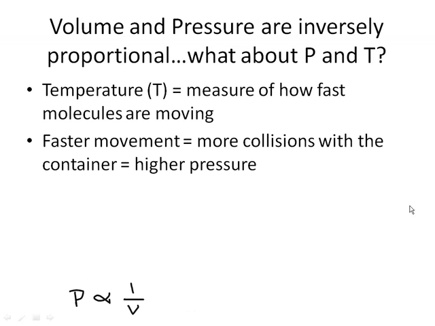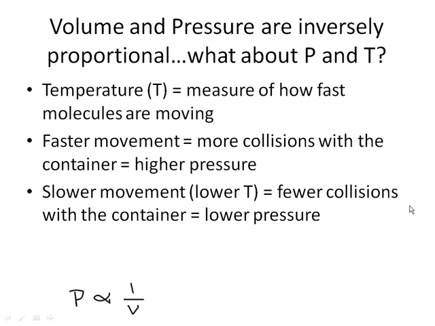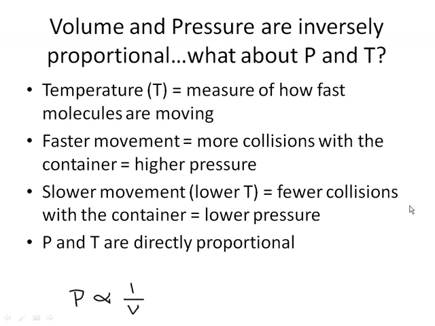Well, faster movement means more collisions with the container, which means a higher pressure. Slower movement, or a lower temperature, means fewer collisions with the container, which means a lower pressure. So therefore, P and T are directly proportional. So P is proportional to T.